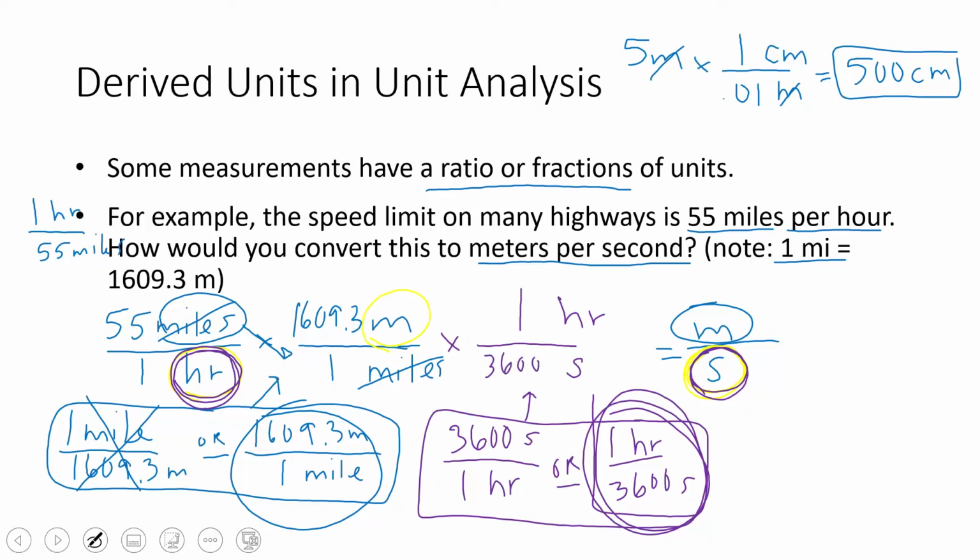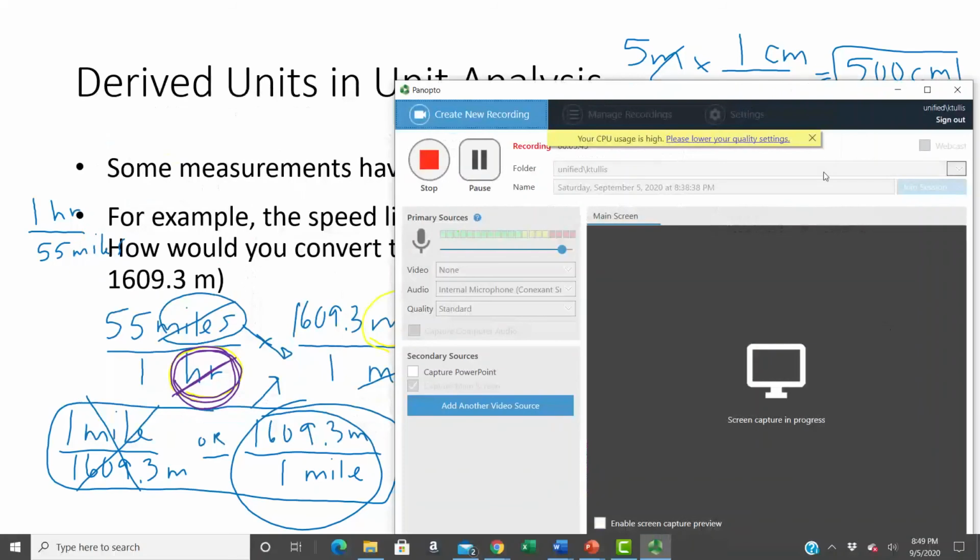3,600 seconds. So now what I need to do is, let's see, hours and hours will cancel, and I'm going to be left. My only unit on the bottom is seconds. My only unit on the top is meters. So when I multiply across, 55 times 1,609.3 times 1, all divided by 3,600.